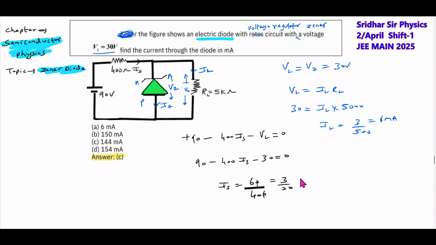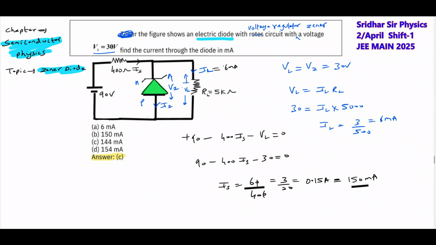By 20. So this is equal to how much now? 3 by 2, 1.5 or 0.15 ampere or 150 milliampere. So how much of current is flowing here? 150 milliampere. How much of current here? 6 milliampere. So the remaining 144 milliampere should flow here.